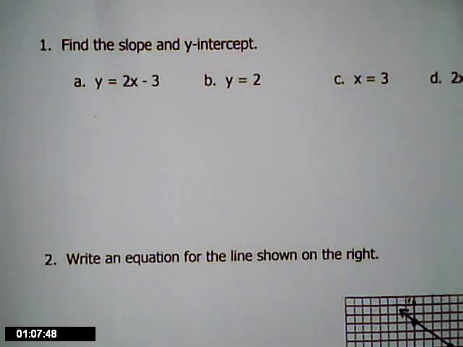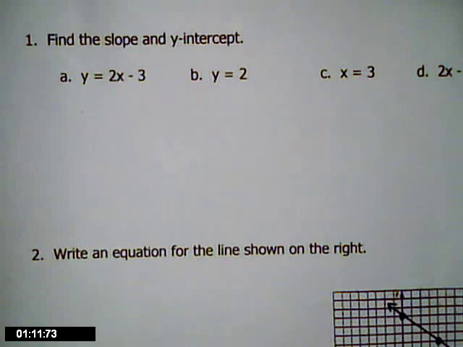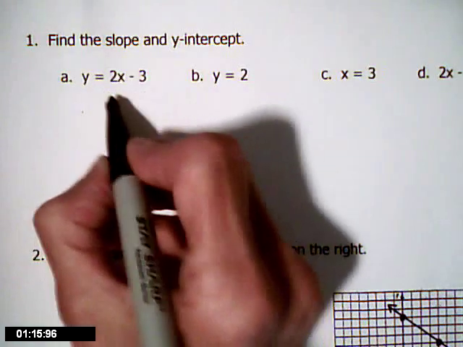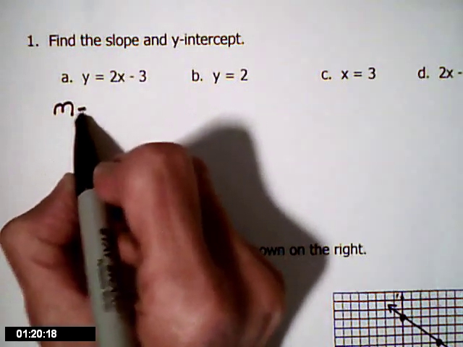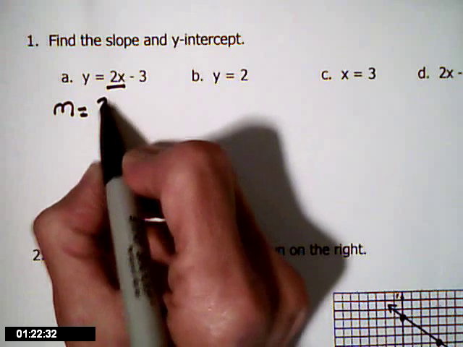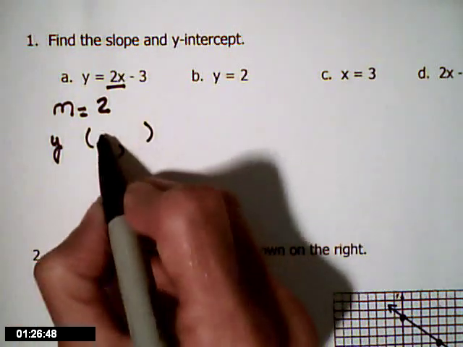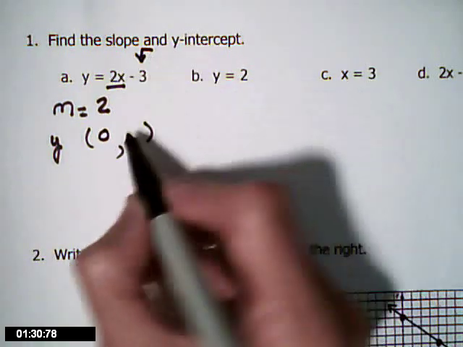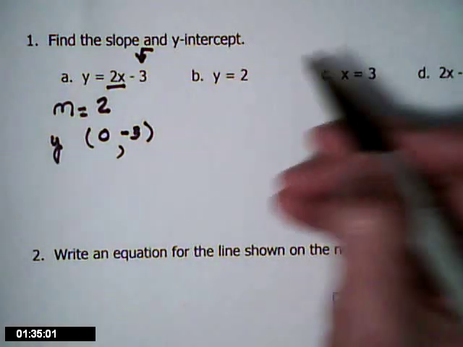Okay, for our first problems, we're going to find the slope and the y-intercept given some equations. First, I have y equals 2x minus 3. Now remember, this is y equals mx plus b. So the slope is the number in front of the x, that's 2. The y-intercept is an ordered pair, remember, where x is equal to 0, and this number on the end is my y-intercept.